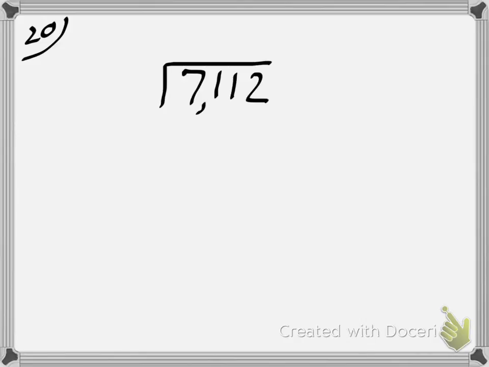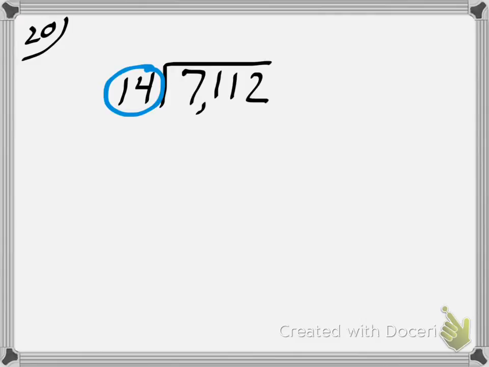Okay, for number 20, they have given us as a dividend 7,112, and that's divided by 14. Now, by giving us 14, it's almost in the middle. So that means it's going to be a little harder to do our estimation. But we're going to go ahead and start off as we always do.